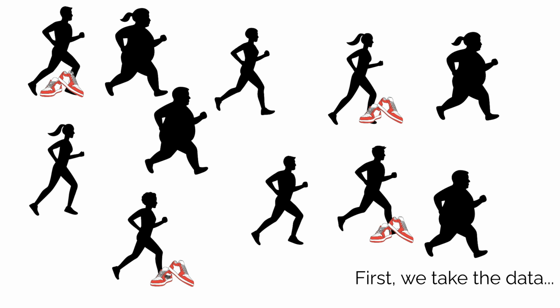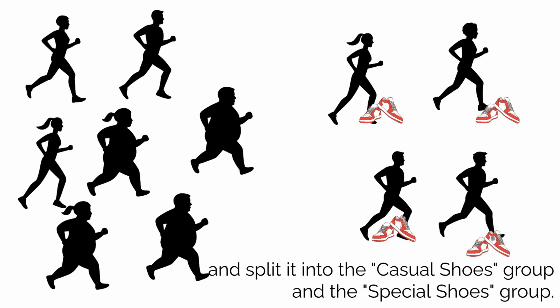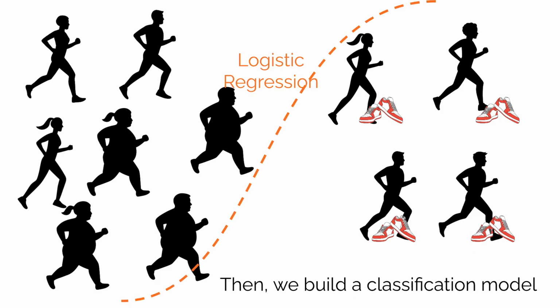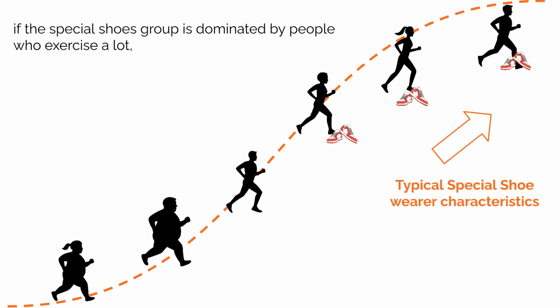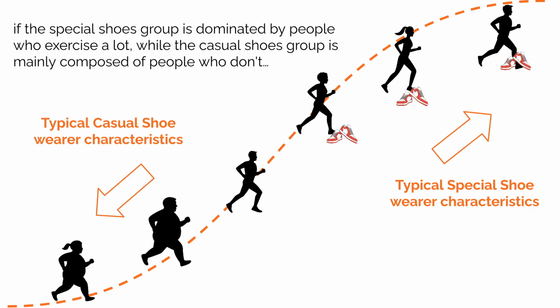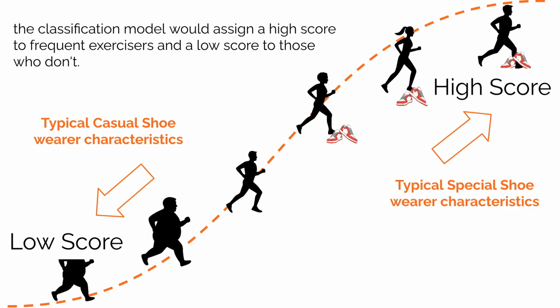First, we take the data and split it into the casual shoes group and the special shoes group. Then, we build a classification model. A logistic regression model is commonly used, but any model will do. This model learns to distinguish what makes someone a typical or atypical member of the special shoes group or casual shoes group. If the special shoes group is dominated by people who exercise a lot, while the casual shoes group is mainly composed of people who don't, the classification model would assign a high score to frequent exercisers and a low score to those who don't.